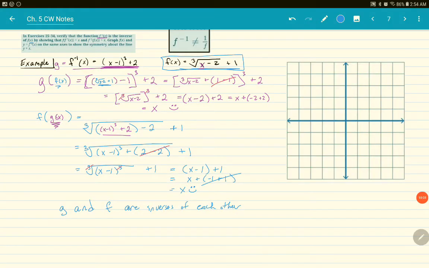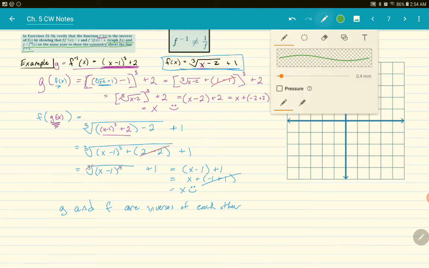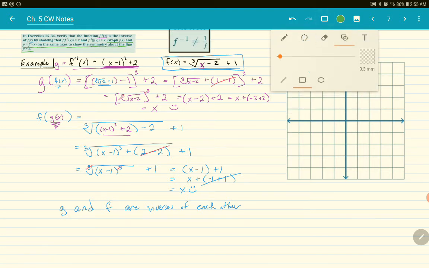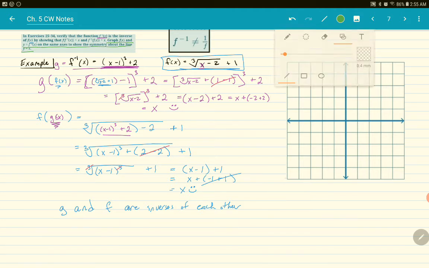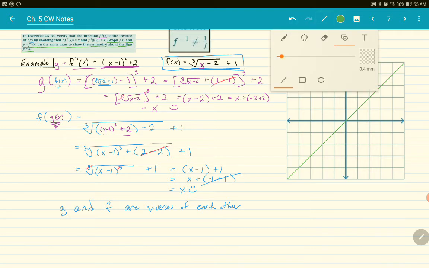Okay, and then the second part of this question is asking me to graph both f and its inverse on the same axis to show that it's symmetric about that line y equals x. When two functions are inverses of each other, they'll be symmetric over y equals x. The y equals x line is this line right here. I guess I'll just draw a light green line there. So that's the y equals x line.